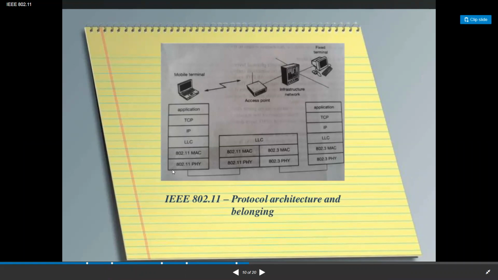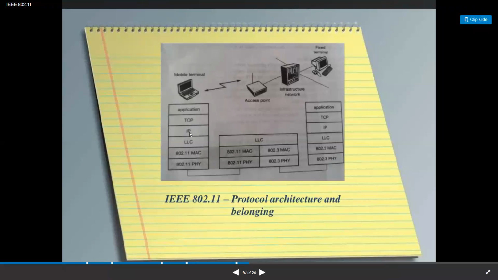Now see here, coming to the layers. This is the wireless one, right? What is the IEEE standard for a wireless network? IEEE 802.11. So this is the IEEE 802.11 physical layer. Above the physical layer, what do we have? Data link layer. The data link layer is divided into two categories. The first one, the lower one, is the IEEE 802.11 MAC sublayer. Above that, also part of the data link layer, is the logical link control.